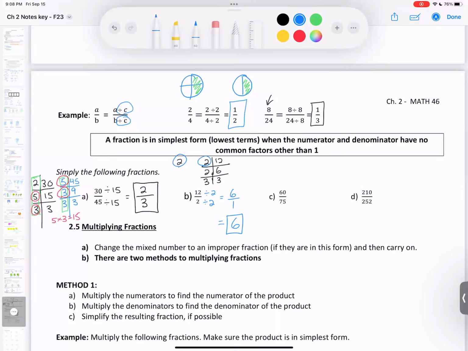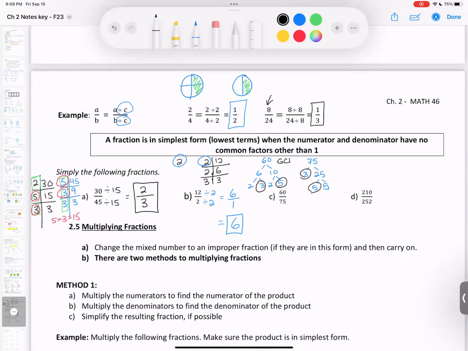All right, so let's try letter C together. And I'm going to do a factor tree for this one to find my prime factors. So 60 is 6 times 10. 6 is 2 times 3. 10 is 2 times 5. Let's do 75. That's 3 times 25. And 25 is 5 times 5. So now let's circle what we have in common. I see a 3 and a 5. So our GCF then is going to be 15.